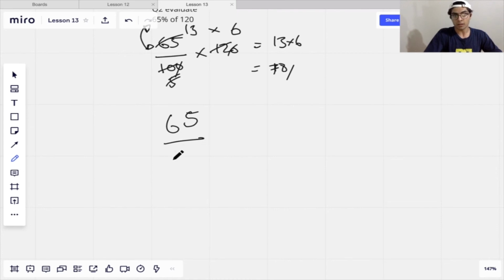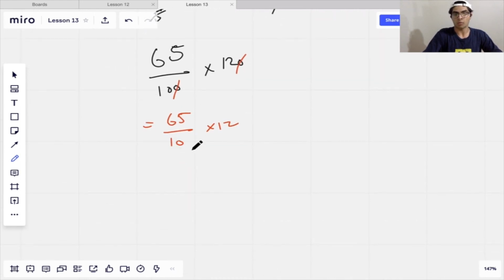So 65 over 100 times by 120. So first thing I do, I'll get another colored pen out. It's 120, right? And there's 100 here. I see these zeros and I go cancel straight away, because 120 is the same thing as 12 times by 10, and this 100 is 10 times 10. So that becomes 65 over 10 times by 12. Switch colors again. Now 12 is the same thing as 6 times 2, and 10 is the same thing as 5 times 2. So we can do 65 over 5 times 2 times by 6 times 2, right?